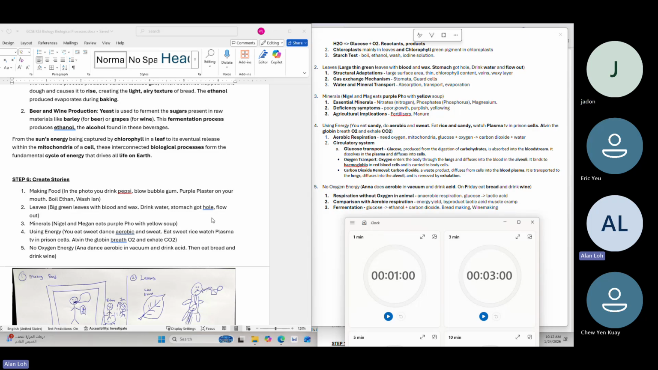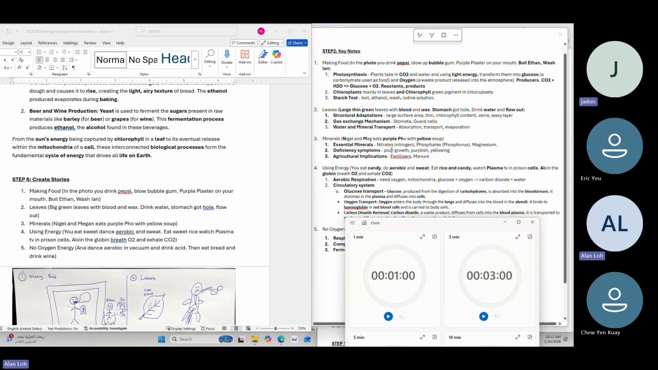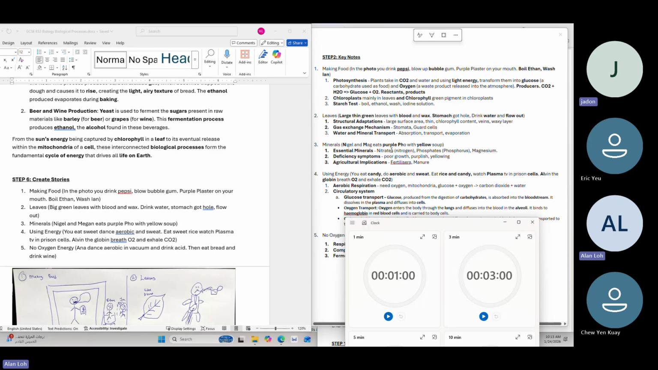Jaden, do you still remember the sequence, the drawer names in sequence? I don't remember. So drawer number 1. Can you speak louder? Drawer number 1 is making food. Okay. And drawer number 2 is leaves. Okay. Drawer number 3 is mineral. Okay.